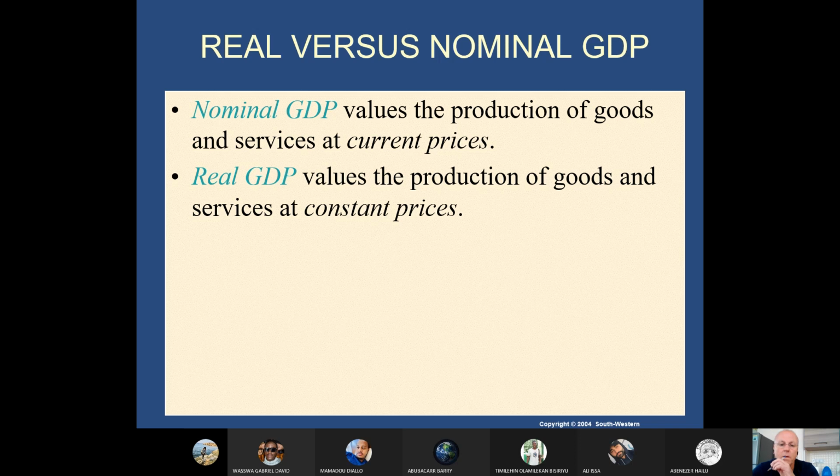Yes, please. Yes, one question. So nominal GDP is the current price, right? So what's going on now? And the real GDP is like the normal GDP, but constant price.